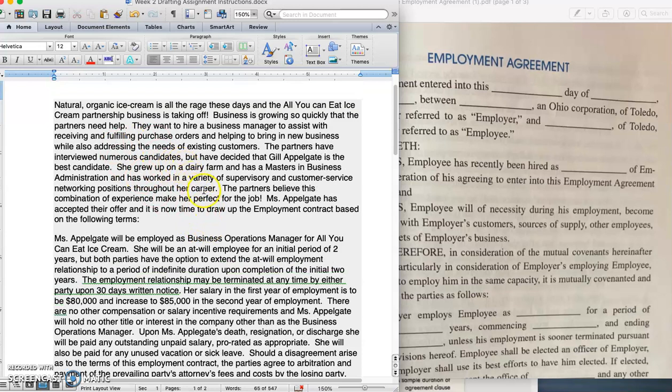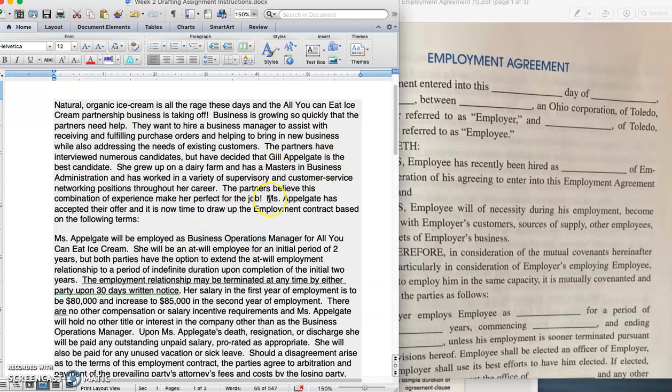So the background is that this all-you-can-eat ice cream company is a partnership. They want to hire a manager. And what you're doing is drafting the employment agreement that is going to exist between All You Can Eat Ice Cream as the employer and Miss Applegate, whom they have decided they want to hire to fill their management role. They want her to take on the position of business operations manager. That's what they want to employ her as, right?